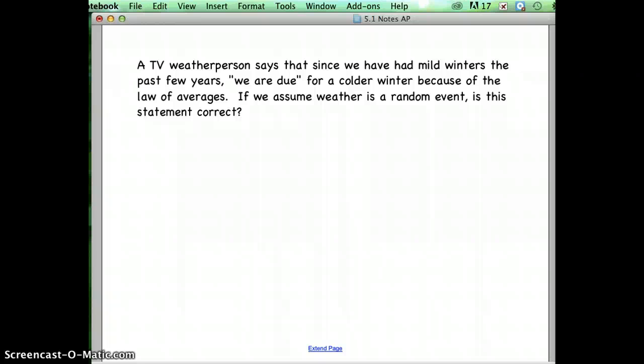That doesn't work. But also, let's say you're in California and you've had mild winters the past few years. You're not due for a colder winter. In California, maybe all the winters are mild. Or in Minnesota, it could just depend on the area or region that you're in. It might not be independent from year to year. Like Antarctica is going to have terrible winters every winter. They're not going to be due for a mild winter. So anyway, that TV weather person is not making a correct statement.